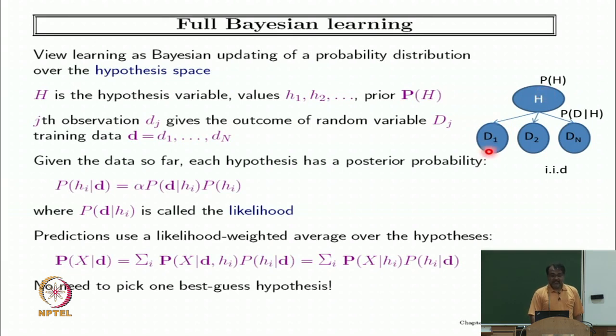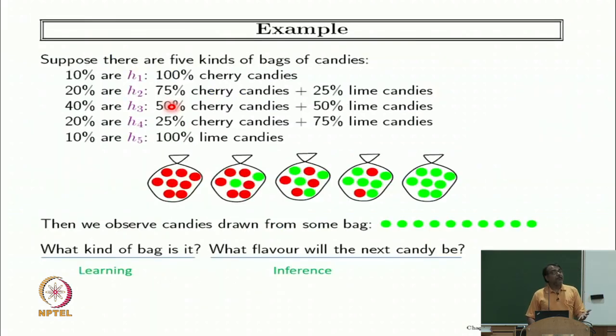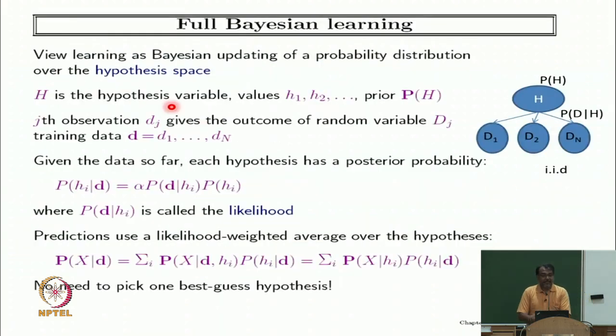And this D1 is the probability of generating the data given the specific hypothesis. So, H is the hypothesis variable, its values H1, H2, Hn are sort of determining which Bayesian network was a priori more probable. In this case, those probability values will be 10%, 20%, 40%, 20% and 10%. The jth observation dj will be the outcome of the random variable dj in the training data d, right.